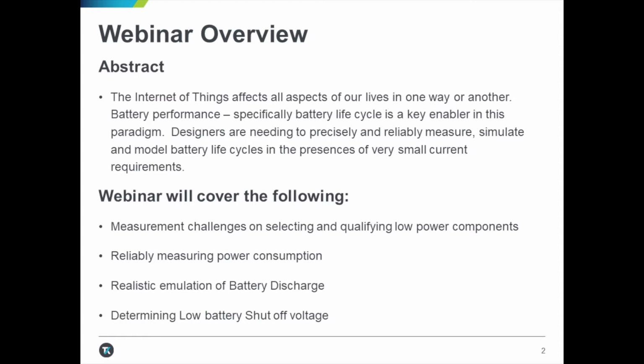During our webinar, we will discuss the following topics: measurement challenges on selecting and qualifying low-power components, reliably measuring power consumption, determining low battery shut-off voltage, and realistic emulation of battery discharge. It's our hope that the attendees in today's webinar will come away with a better understanding of how to properly select and qualify their low-power components, reliably measure their power consumption, and reliably profile their IoT battery.